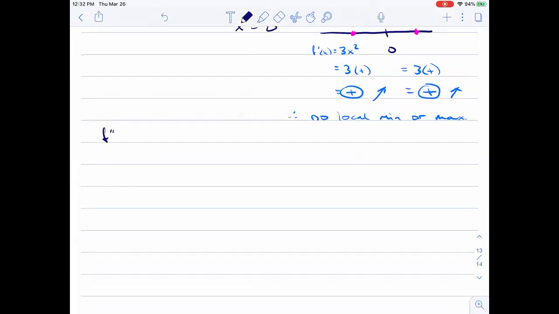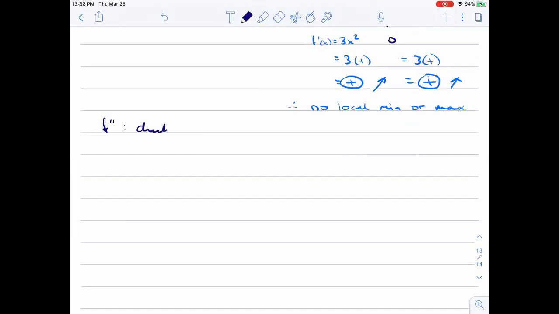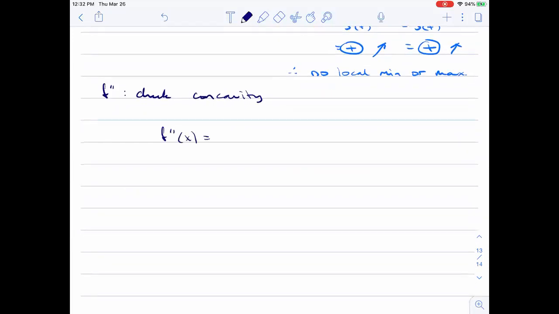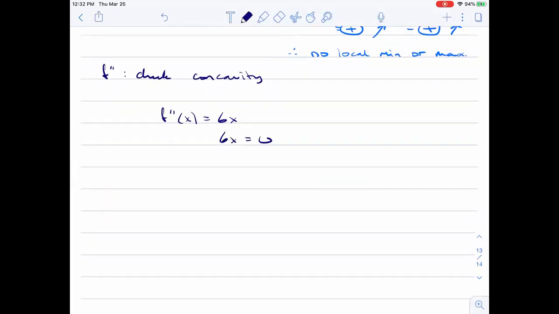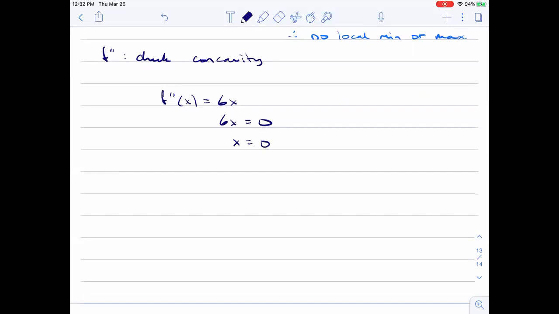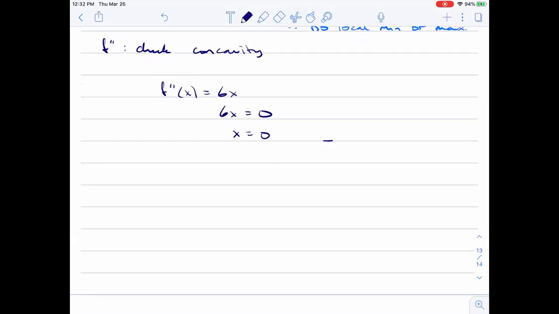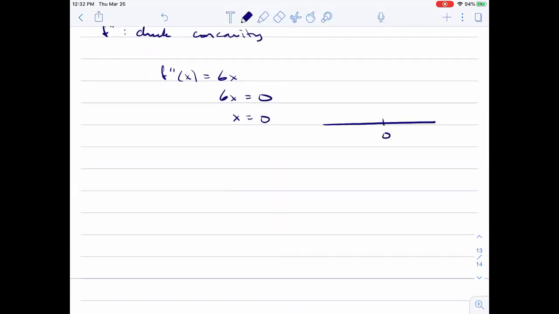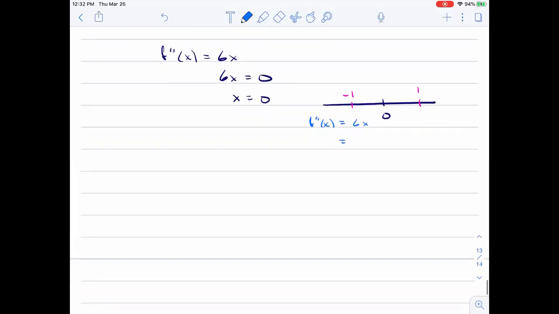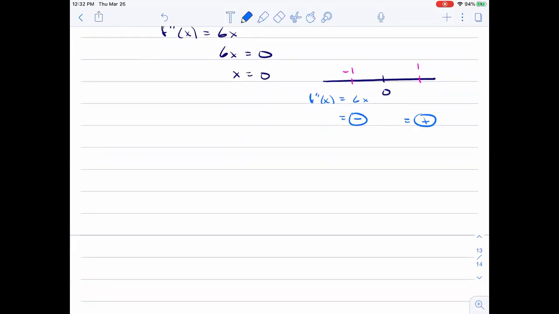So now, the second derivative, we can check concavity to see what this thing looks like. We know that the second derivative is 6x, and 6x equals 0 at x equals 0. So it's potentially going to change concavity at 0. Now again, if I pick convenient values around 0, my second derivative is 6x, which is negative if I give it a negative number, and positive if I give it a positive number. So what that looks like is concave down, and concave up on the other side of 0.